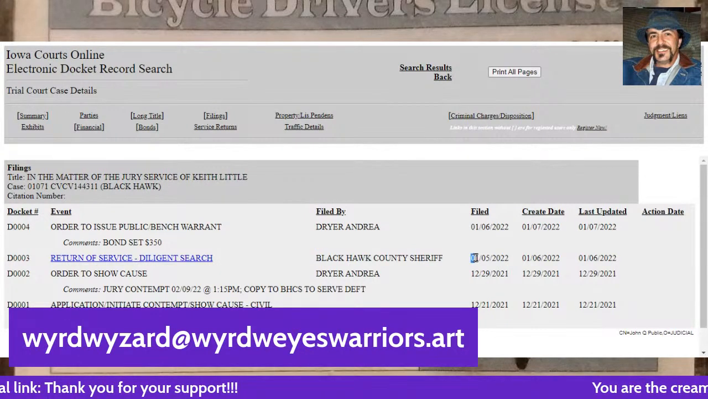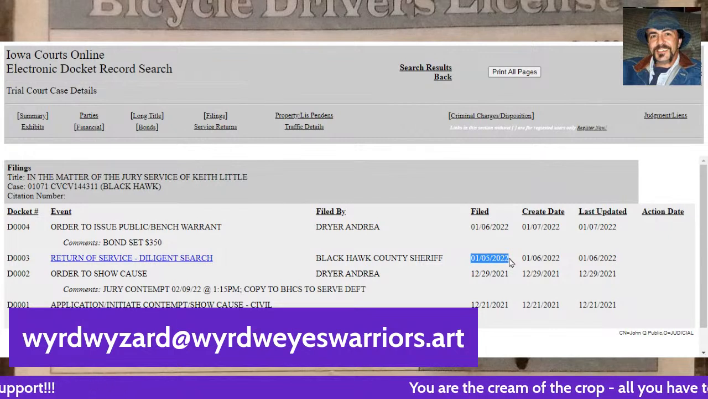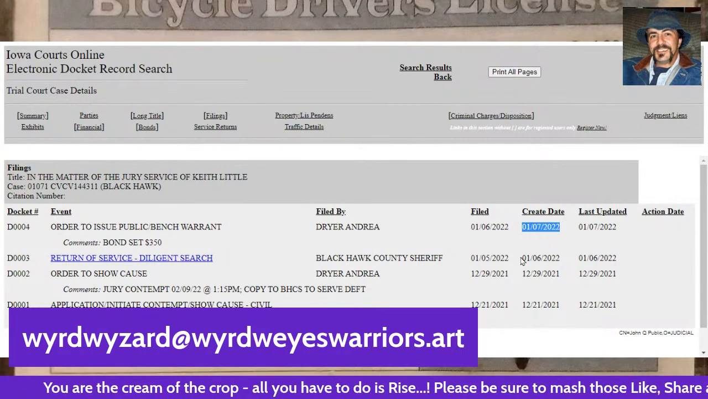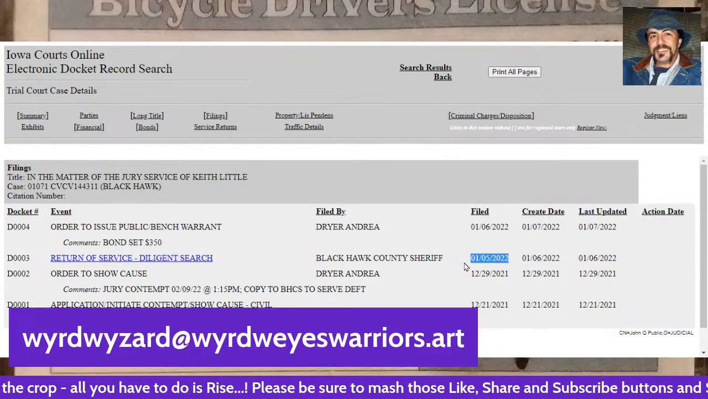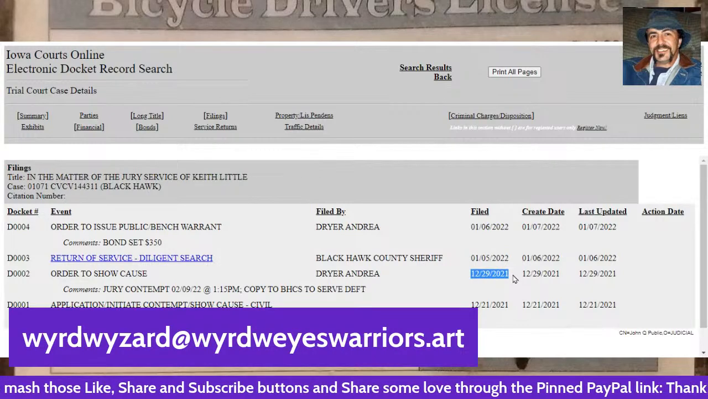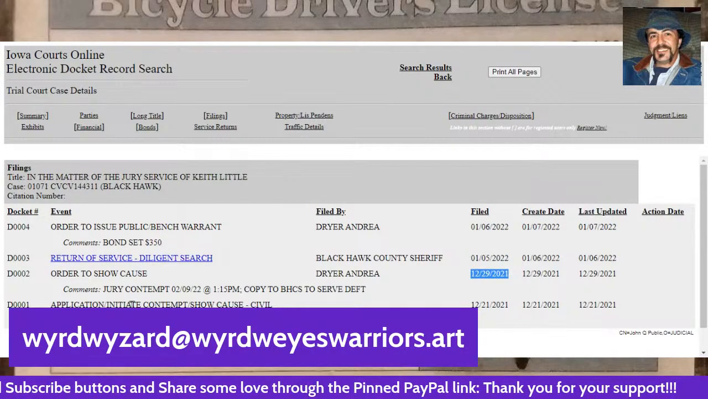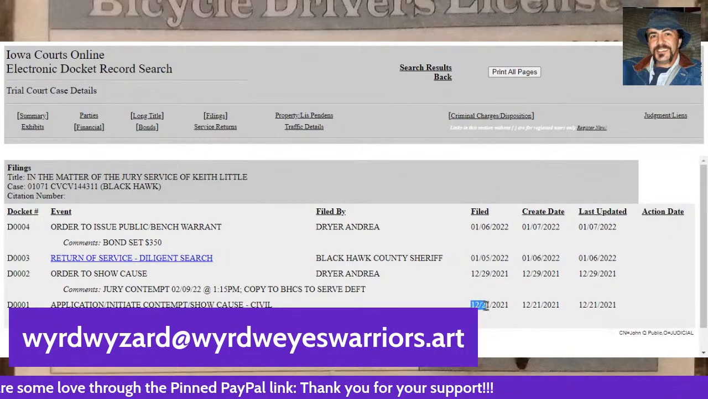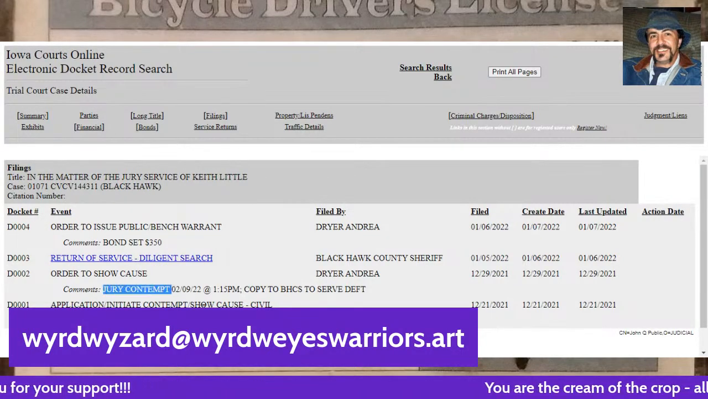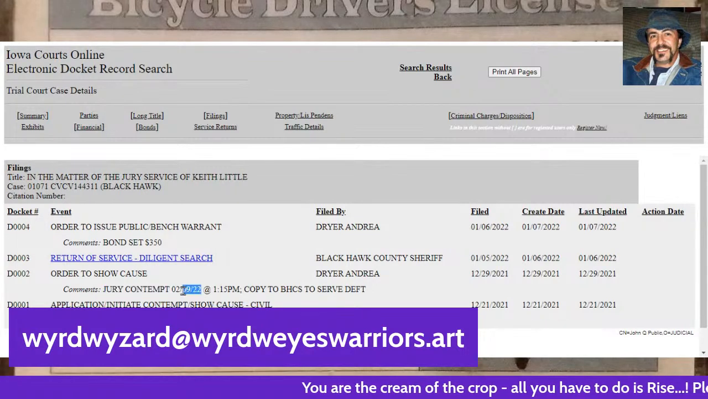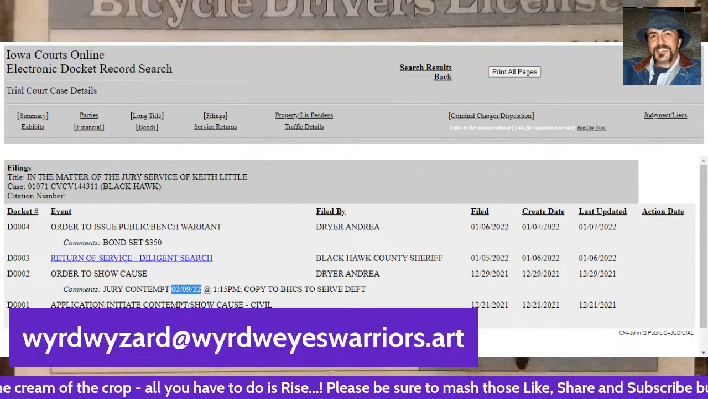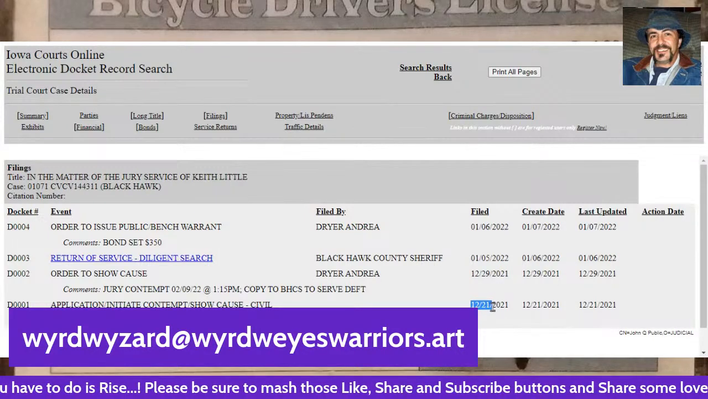Now notice, if it wasn't filed until the 6th, it wasn't created until the 7th, yet the sheriff got it on the 5th. Okay? The order to show cause was on 12/29/21. The application to initiate contempt, 12/21. So in 8 days they initiated jury contempt. They said jury contempt on 2/9 of 2022. They initiated it on 12/21/2021.